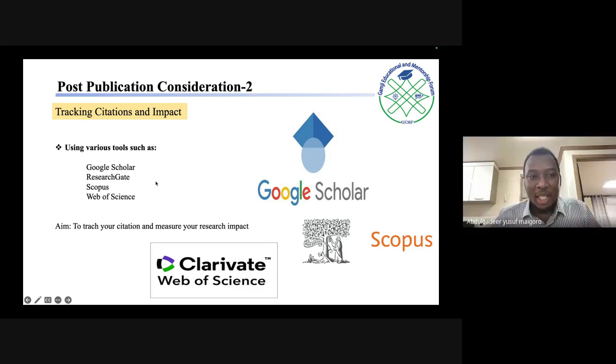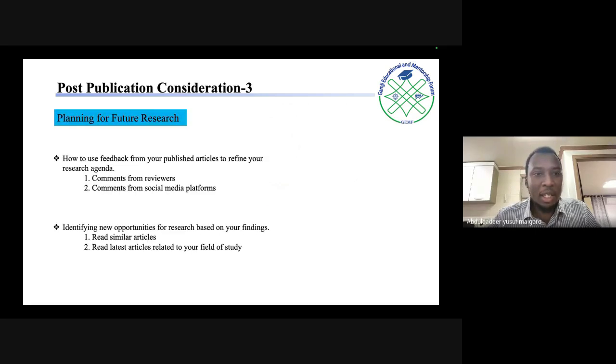Okay, so as I indicated for Google Scholar, you can use other platforms like this to increase your chance of citation. In terms of planning for future research, usually, as Dr. Ibrahim explained, when we publish a paper, during the process we get revisions by reviewers. The purpose of those revisions is to make our paper of better quality. So from those comments given by reviewers, you can derive some ideas which you don't have, and either improve the current paper or acknowledge them for the next paper.